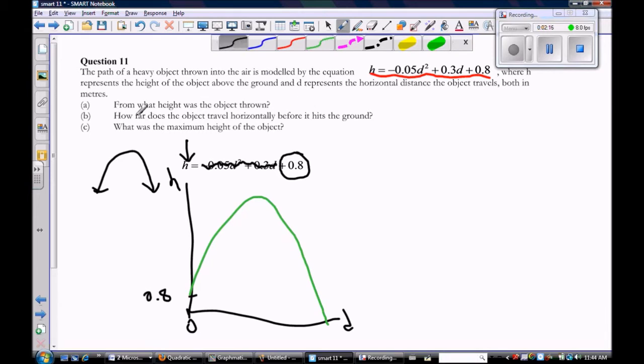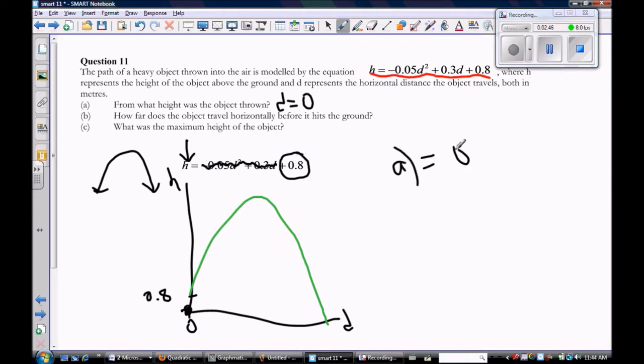A says, from what height was the object thrown? Well, we know that. When the object is thrown is the start of this particular function. The object is thrown right at this moment, in this case, at the distance equals 0, because it hasn't traveled horizontally. And we've already discussed that it was 0.8 meters above the ground. So the answer for A was 0.8 meters.